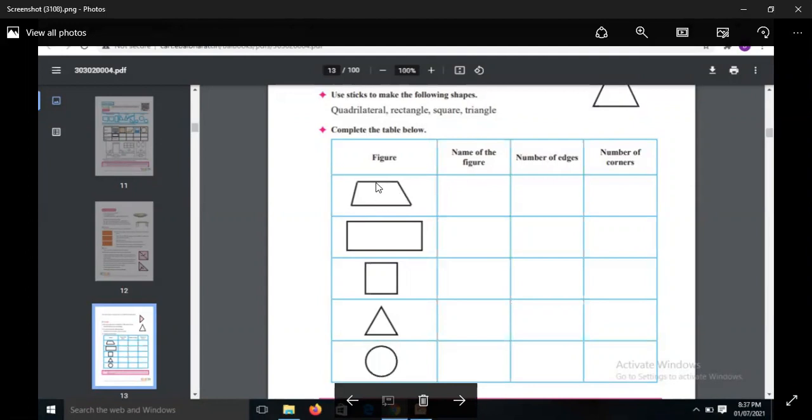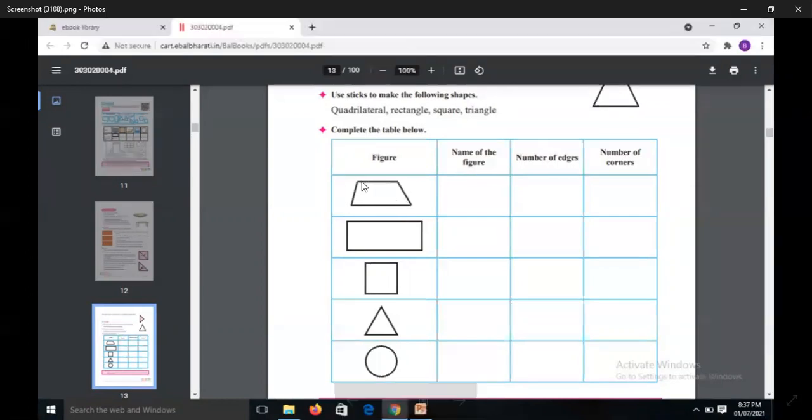Now this is the figure in which the opposite sides are not equal in length. You will find that the upper line is small and the lower line is a little bigger, and on the next side also they are joining the two diagonals. So this is the figure of a rhombus. You can say the name of the figure is rhombus, and number of edges is 4, and number of corners is also 4.